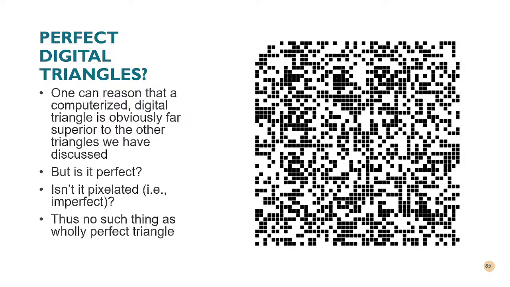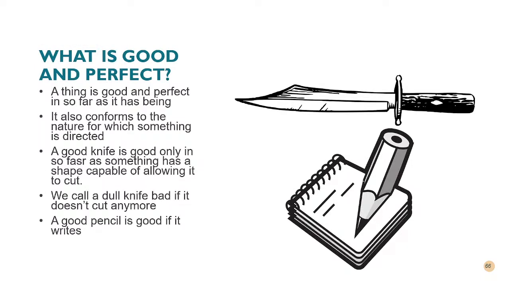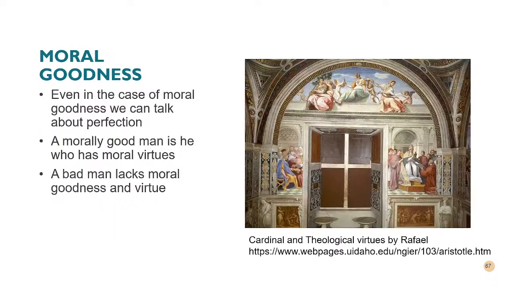Hence, there is no such thing as perfect objects or perfect, even abstract concepts, existing in the real world. Likewise, goodness and perfection: a thing is good and perfect insofar as it has being. It also conforms to the nature for which something is directed. A good knife is good only insofar as it has a shape capable of allowing it to cut. We call a dull knife bad if it doesn't cut anymore. And likewise, a good pencil is good if it writes.